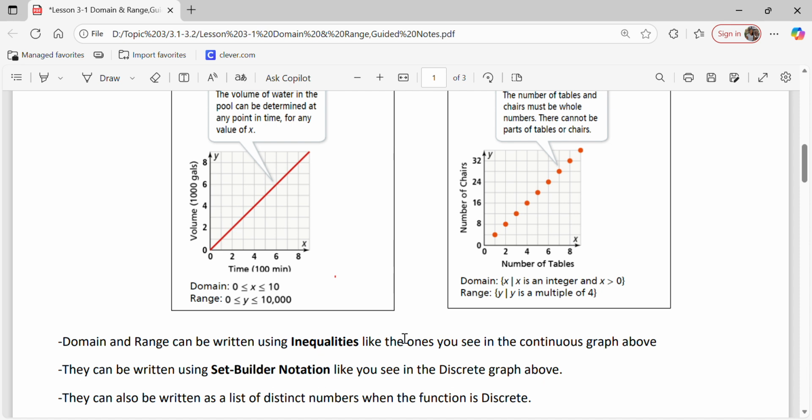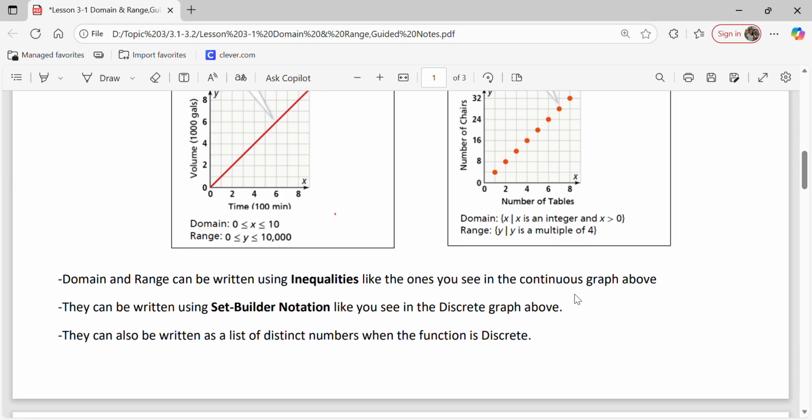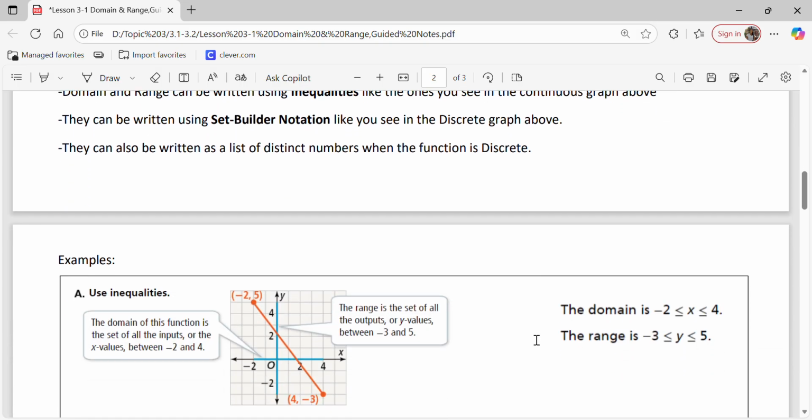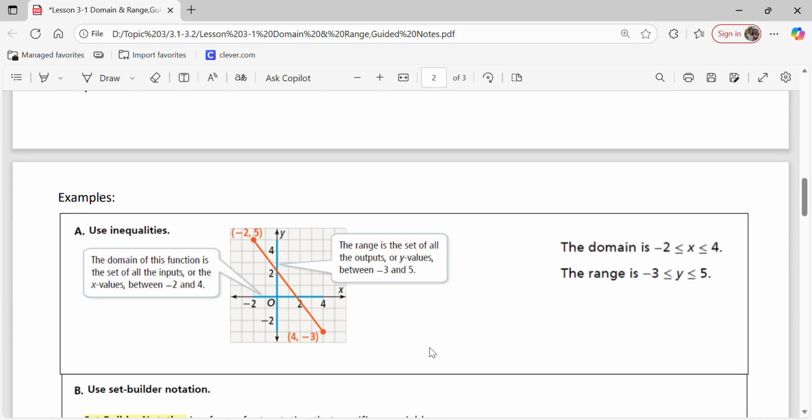Domain and range can be written 2 different ways. One way is writing it as an inequality, like the ones you see in the continuous graph above, or it can be written in set builder notation as the discrete problem. They can also be written as a list of distinct numbers when the function is discrete. So here, writing it as an inequality, my smallest domain is -2. My biggest domain is 4. So from -2 all the way to 4.